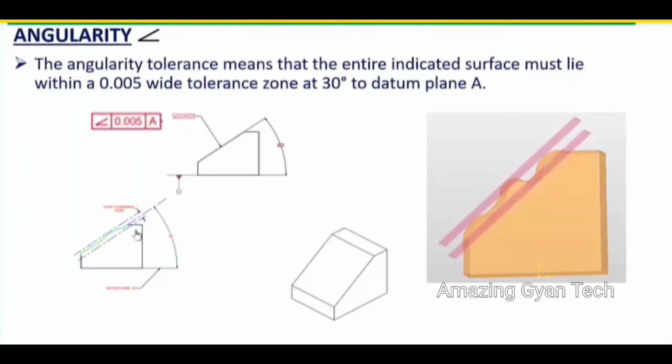So this full surface, you can see here, the waviness surface should be within these two parallel planes which are separated at a distance of 0.005. With respect to the bottom plane, datum A, it should be within a tolerance of 0.005. So how are we going to check angularity?